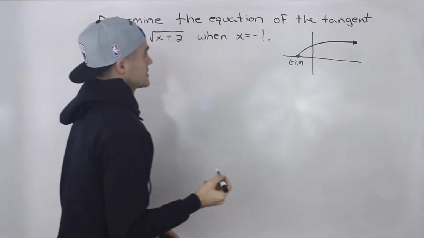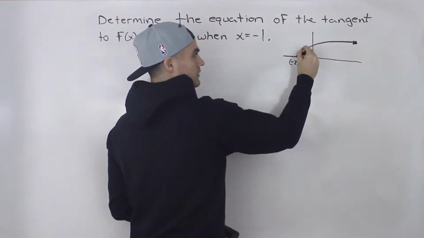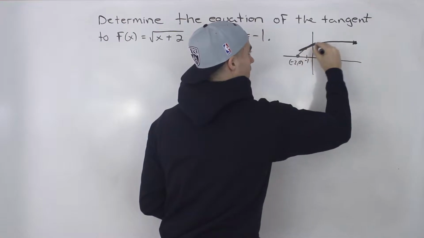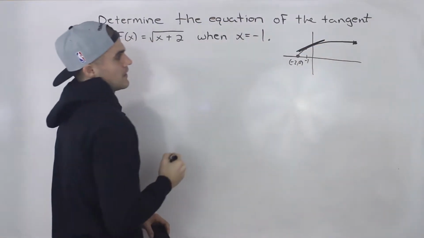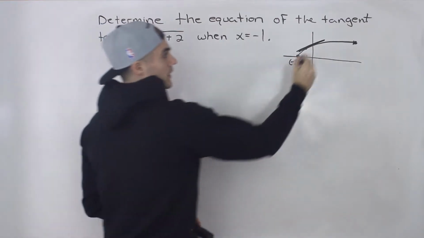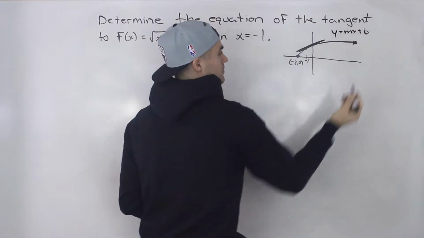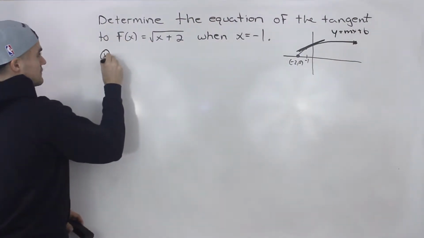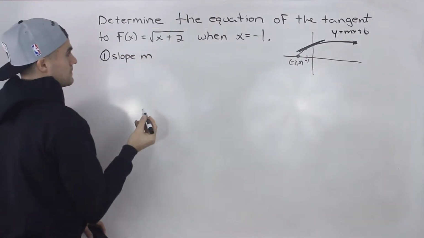And what this question is asking us for is at an x value of -1, which is here on the function, what's the equation of that tangent line going to be right there? So that line is going to have the form y equals mx plus b. So the first step is let's find what the slope m is going to be.